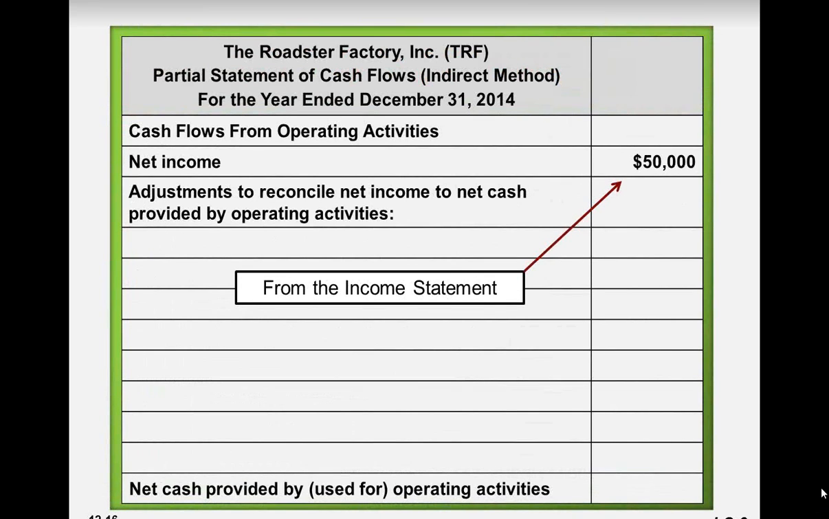So to construct the operating section, using the indirect method, we start with our net income. To pull your net income, you would look at your income statement, and you see that you have, again on page 672, the $50,000. So that's your starting point. And again, we're going to adjust this to reconcile net income to net cash provided by operating activities.